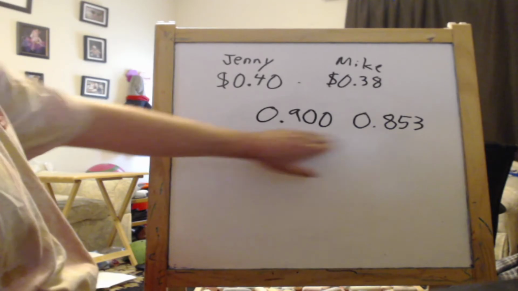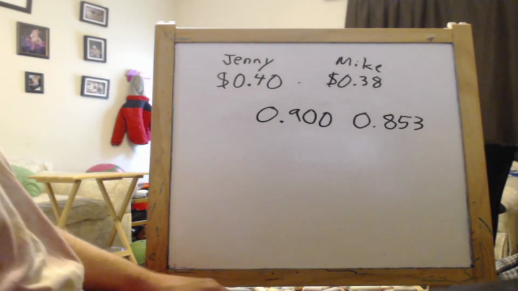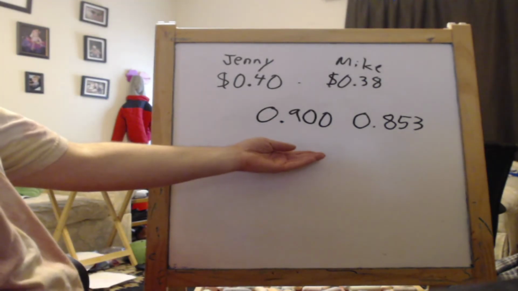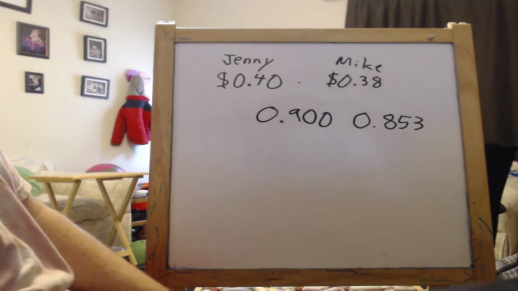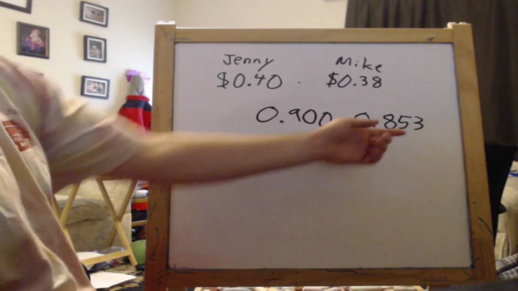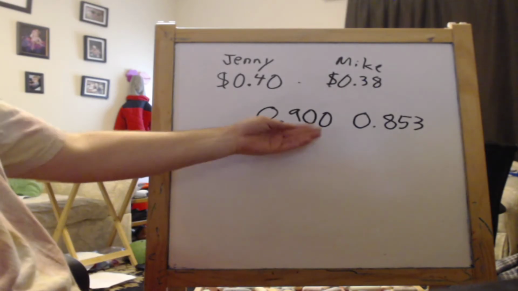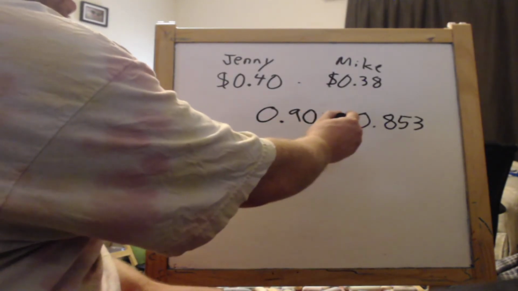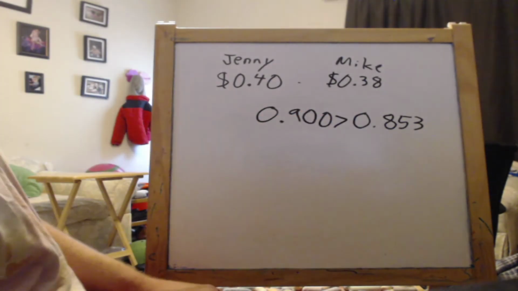To put both of them in thousands. And now which one is more, 900 thousandths or 853 thousandths? 900 is more than 853, so 900 thousandths is more than 853 thousandths.